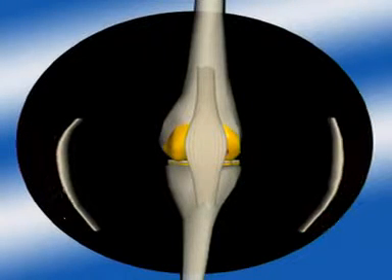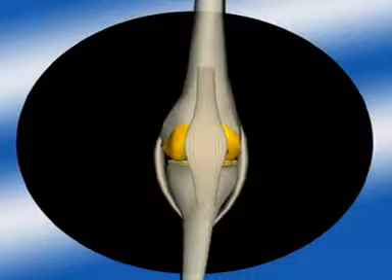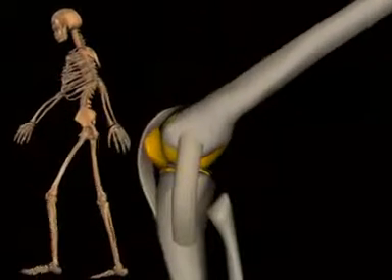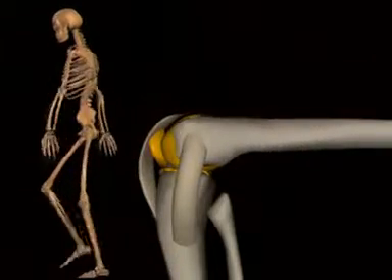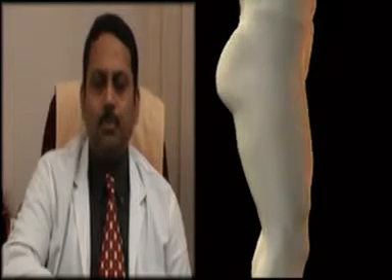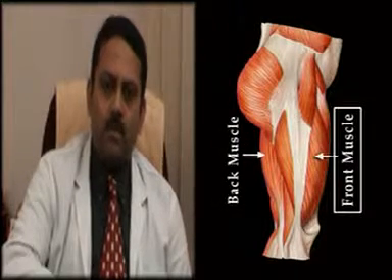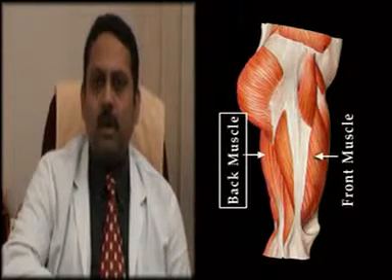The joint is supported by two rope-like ligaments on either side, which help the knee to be stable while you are walking. The bending and straightening are done by two groups of muscles. One is in the front and the other is in the back of the thigh.